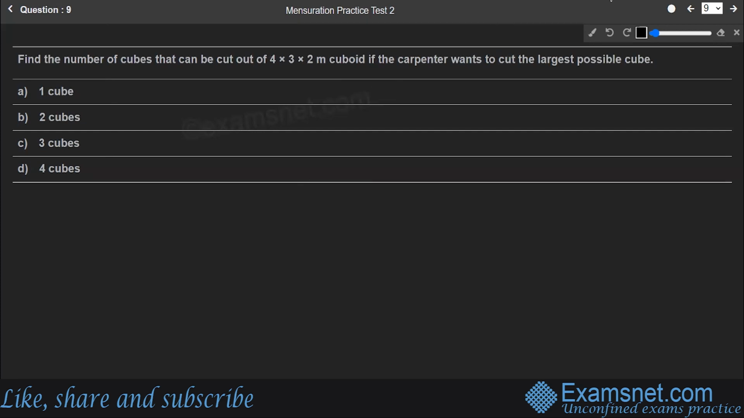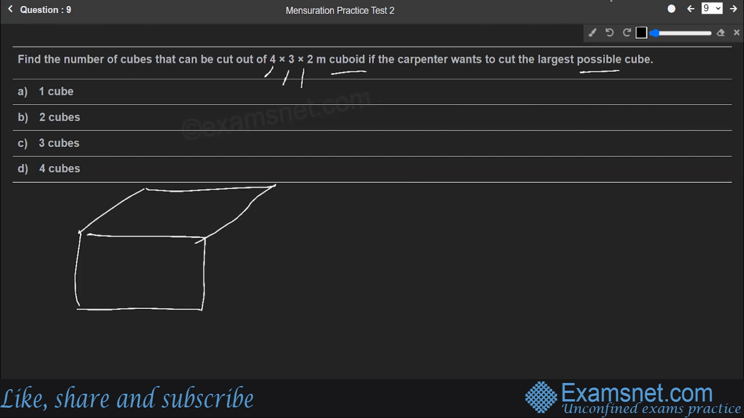Now, find the number of cubes that can be cut out of a 4 cross 3 cross 2 meter cuboid if the carpenter wants to cut the largest possible cube. So this is the cuboid that is available with us. Let's draw the inner lines also. From this cuboid, the carpenter wants to cut the cubes. So the dimensions are 4 cross 3 cross 2.